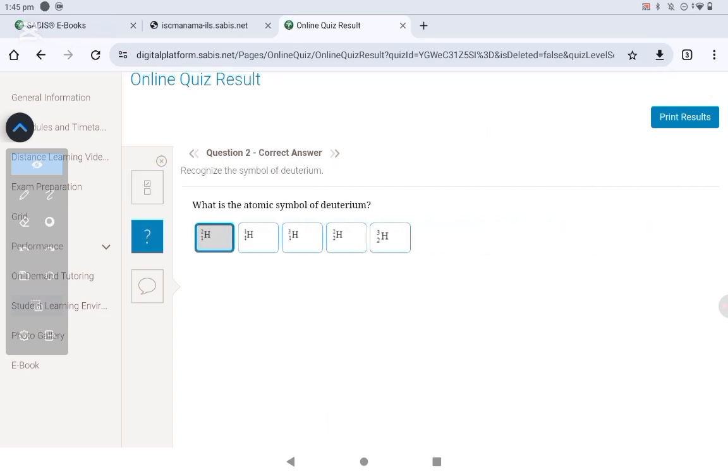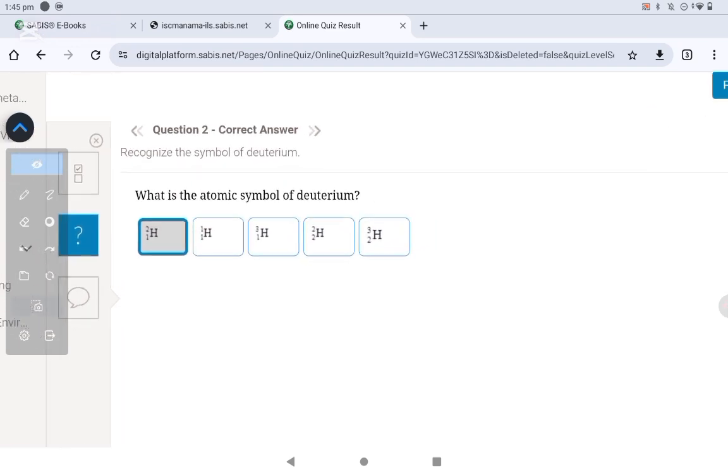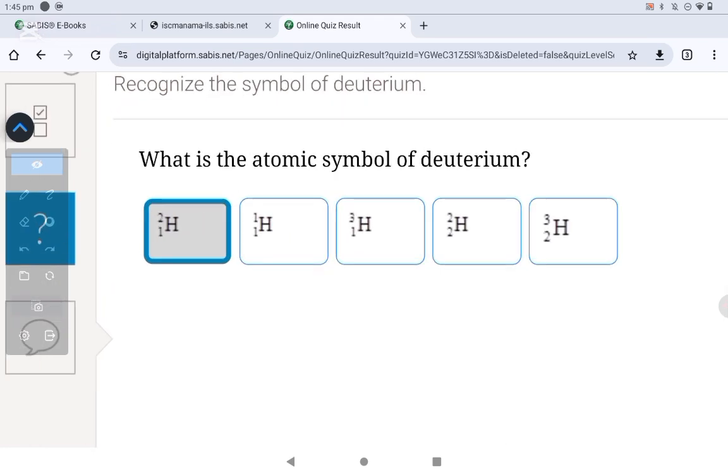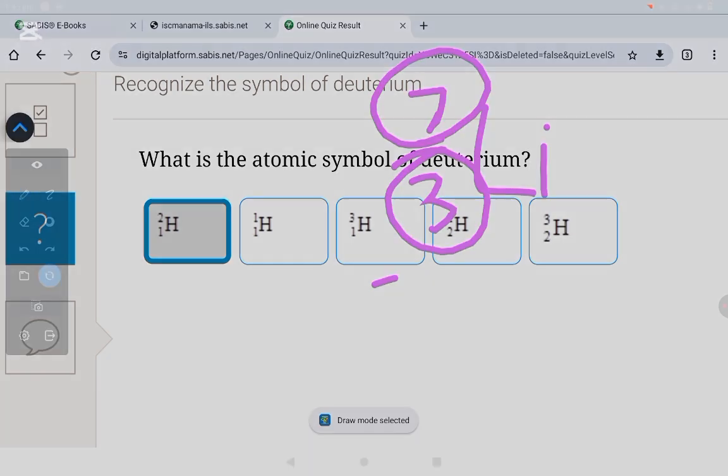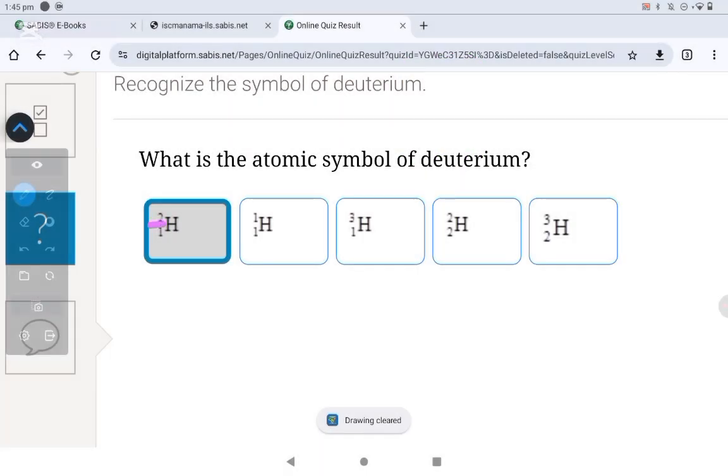What is the atomic symbol of deuterium? Okay, deuterium, for your information, is a stable isotope of hydrogen. So deuterium has one proton, one electron, and one neutron. Over here on top it will be two, because one proton and one neutron, so that's two. Okay, and then we have one under, which is the atomic number, because it's one proton.